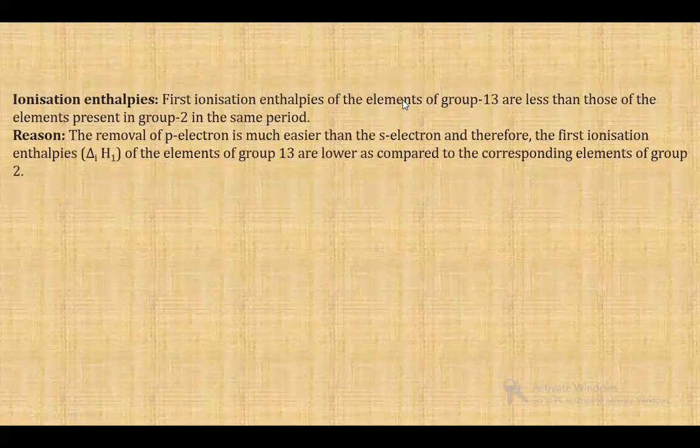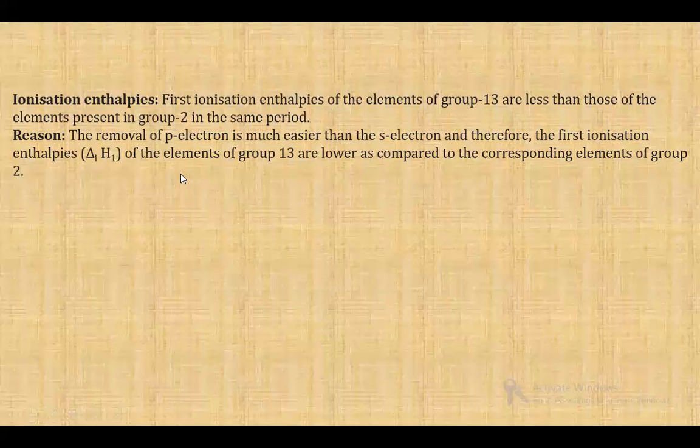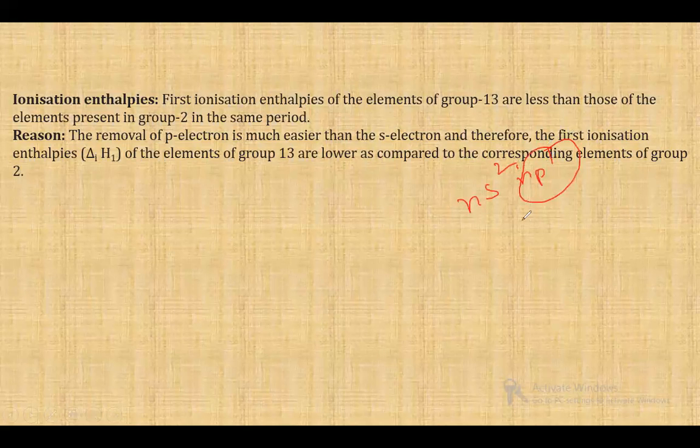Okay, next, ionization enthalpy. How do ionization enthalpies vary? Ionization enthalpy is opposite to atomic and ionic radii. Ionization enthalpy decreases down the group because atomic size increases. Then the removal of a p electron is much easier than an s electron. Therefore, the first ionization enthalpy of elements of group 13 is lower as compared to the corresponding group 2 elements. This is because of the ns2 np1 electronic configuration. In ns2 np1 configuration, removal of this electron is easier.